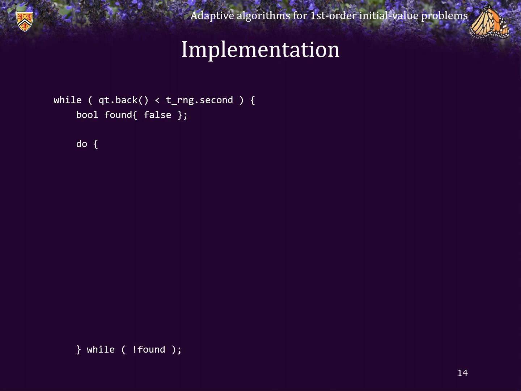So we will assume that h is too large until we determine that h is not too large, in which case we will set found to true, and we will continue iterating this do-while loop until we find a reasonable approximation. So filling in this do-while loop, we will start.